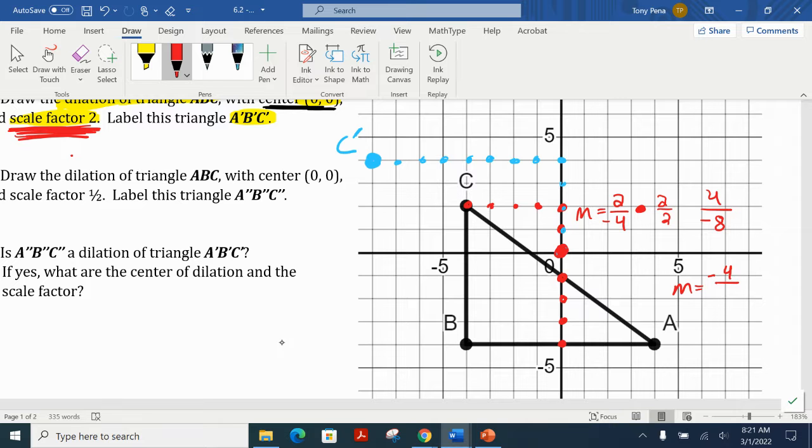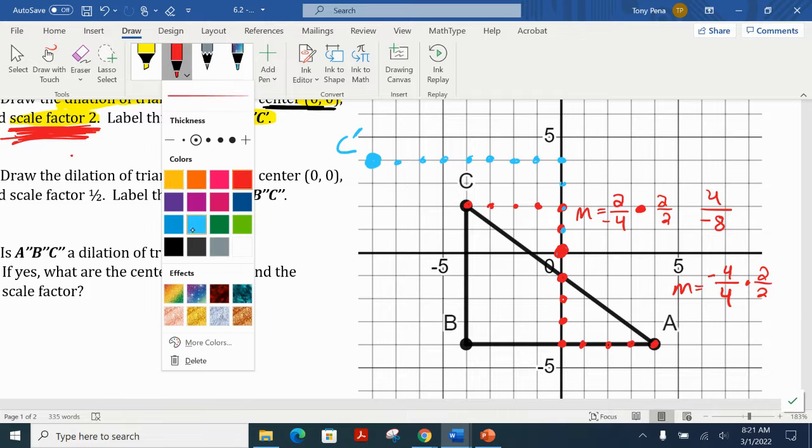And then I would have to go right 4. 1, 2, 3, 4. So if that's what I normally do for the original figure, and I now want to double it, then we basically just double it. So we multiply those by 2. That means you're now going to go down 8, right 8.